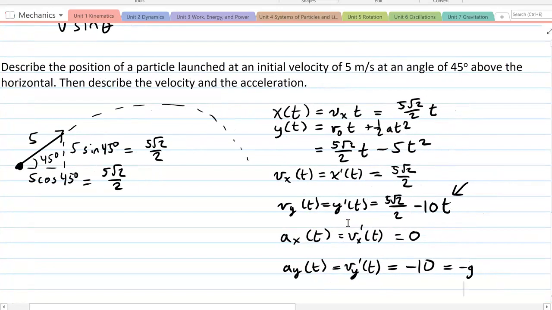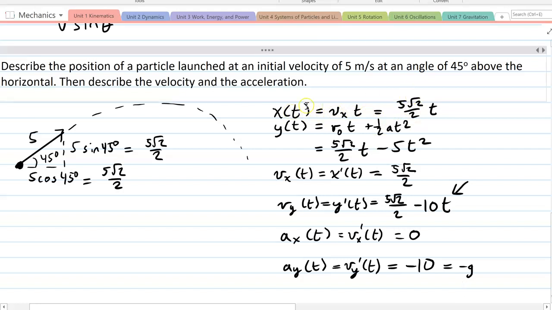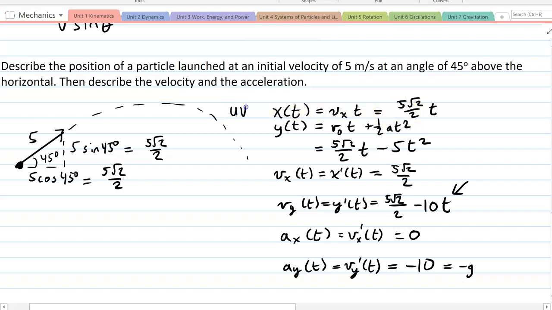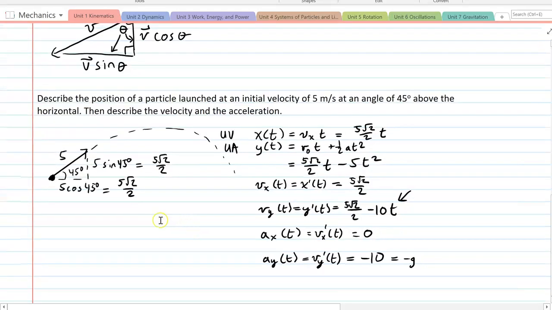So if you want to look at this example, basically what I did was I used one of the equations that described the positions. This one's the uniform velocity, and this one uniform acceleration. And then I just found the derivatives. And this problem wasn't that bad because calculus is there to help us.